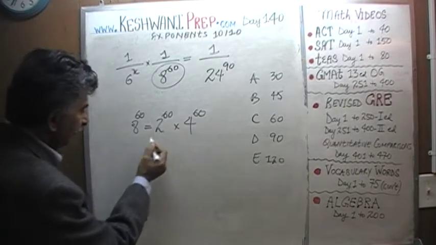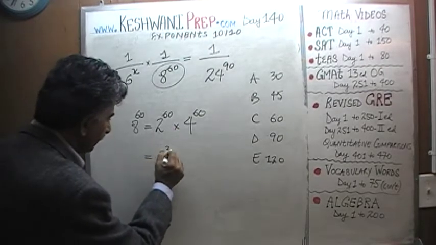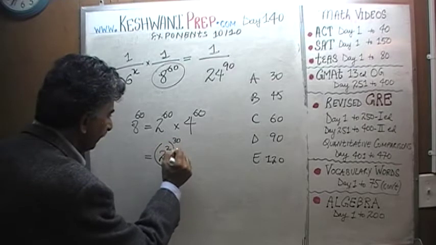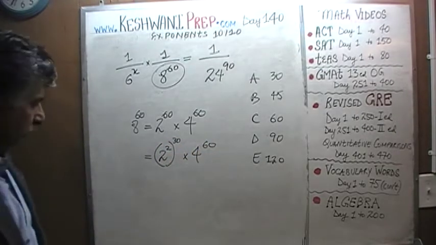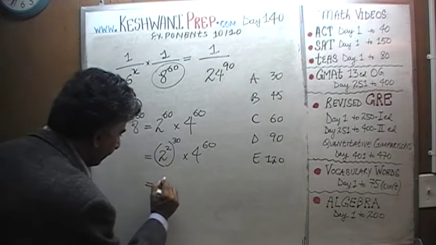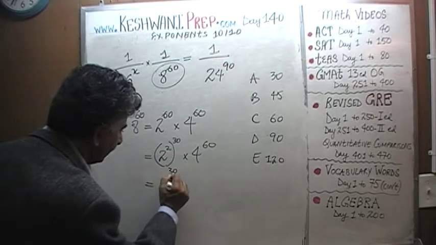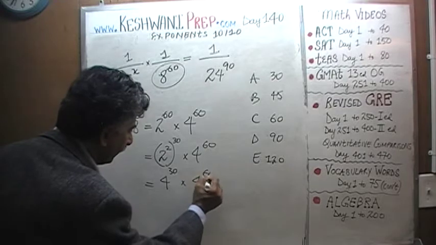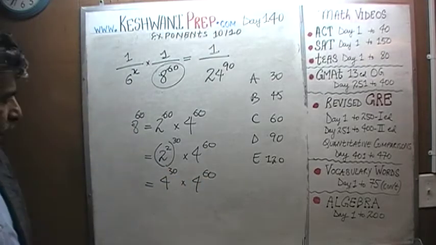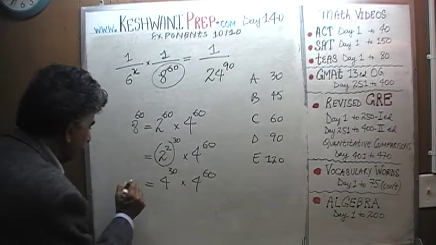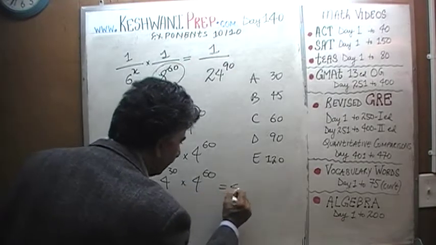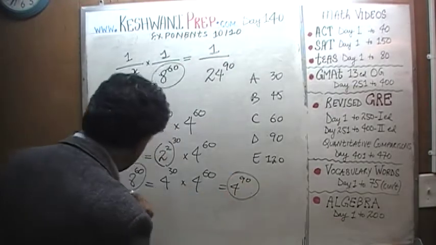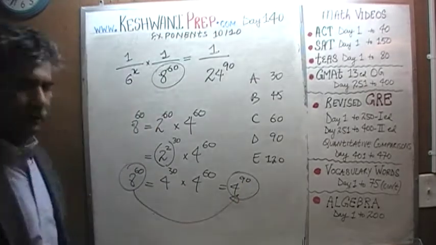Now, this 2 to the 60th can be written as 2 squared raised to 30th times 4 raised to 60th. Well, 2 squared is simply 4. This is 4 to the 30th times 4 to the 60th. You see that? In other words, 8 to the 60th is simply 4 raised to 90. That's the connection we have to make.